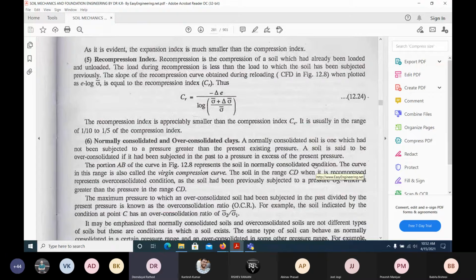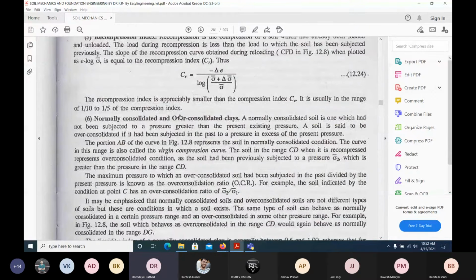Normally consolidated soil is one which had not been subjected to a pressure greater than the present existing pressure, and a soil is said to be over consolidated if it had been subjected in the past to a pressure in excess of the present pressure. That means in the present what we are applying, if it had been subjected to more than that, then we say that it is an over consolidated clay. So these terms are very important: normally consolidated and over consolidated.